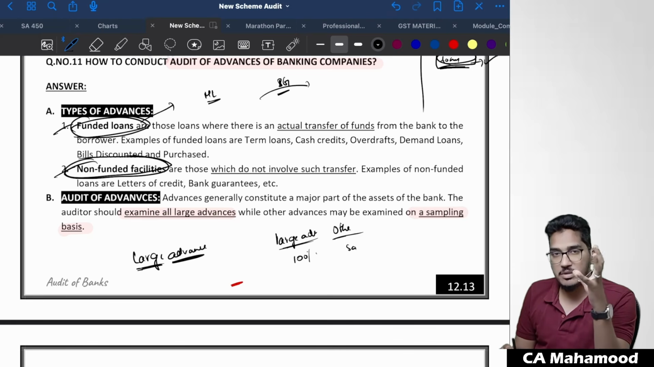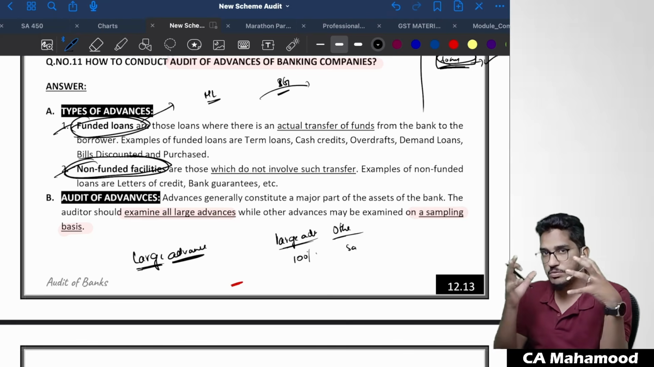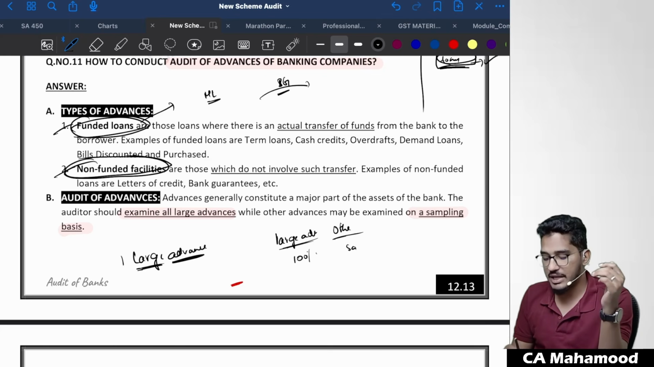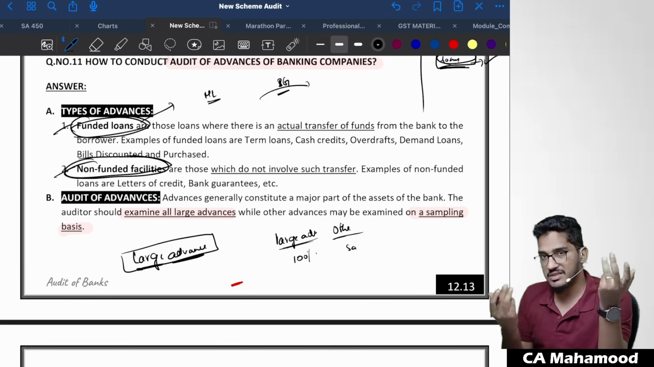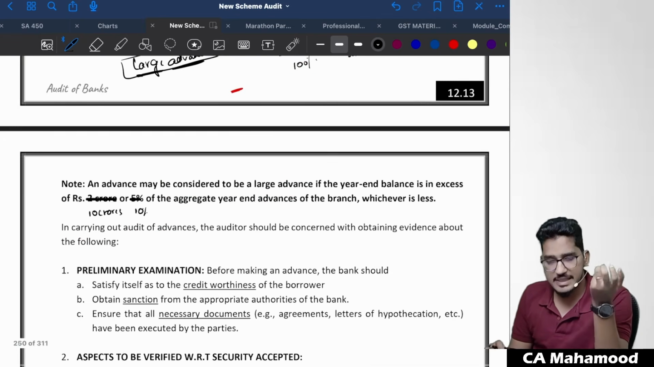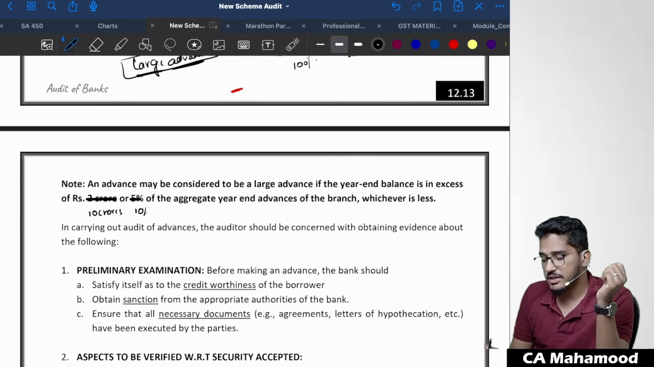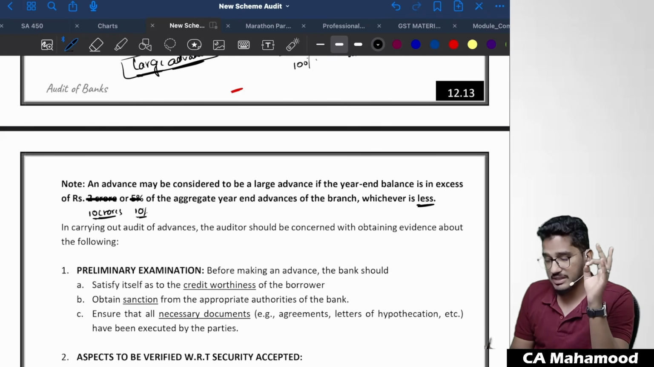So the auditor, keeping in mind the size of the operations of the bank, the volume of the operations of the bank, they have to decide which advance will be large advance. They will decide the criteria. However, one example they have given in the study material, they said that an advance may be considered to be a large advance if the year-end balance is in excess of 10 crore rupees or 10% of the aggregate year-end advances, whichever is less. So make this small correction in the material.